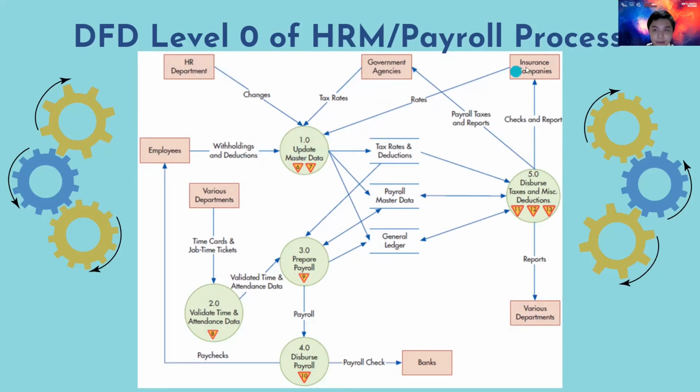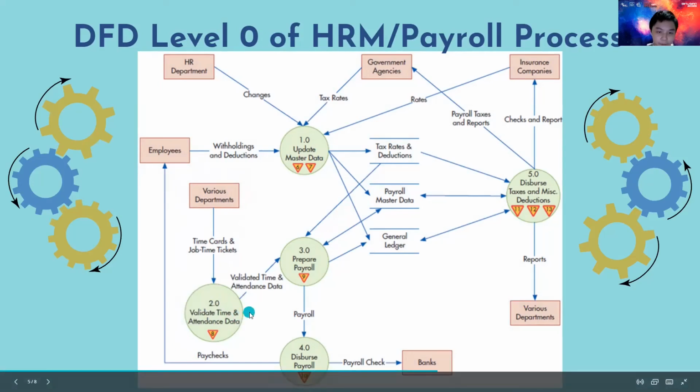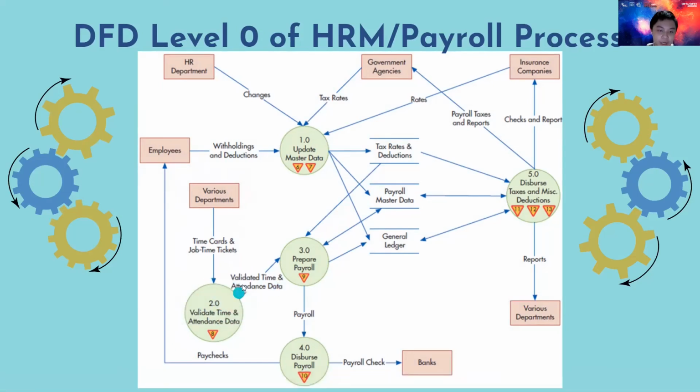And then the insurance companies as well will give rates as data flow input to update master data. And then the employees will also give withholdings and deductions as an input to update master data. Then let's read the second one, the validate time and attendance data transformation process. Various departments as data source will give time cards and job time tickets data flow to the transformation process of 2.0. And then 2.0 will give validated time and attendance data to 3.0, prepare payroll.